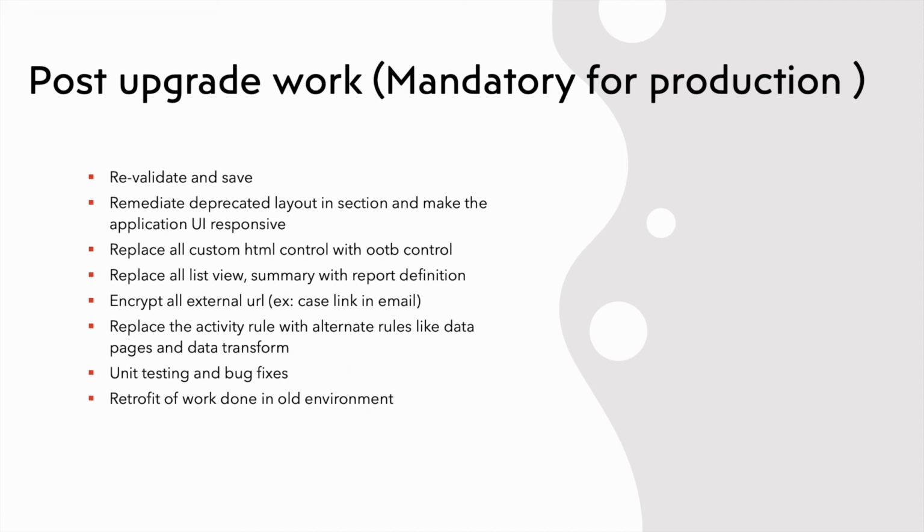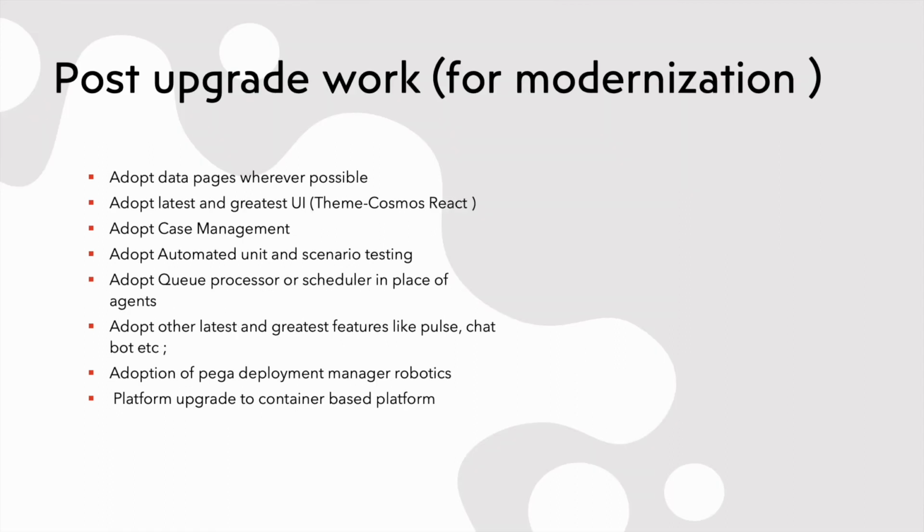So but that is not mandatory, okay. But eventually, once your applications move to production, you can adopt these things to make your application compliant, to move it to cloud, to the container model. If you see here, I have written that to further modernize your applications, you can adopt databases wherever possible, and adopt the latest and greatest UI theme, either Theme Cosmos or React Cosmos, okay. So one of them you can go for.